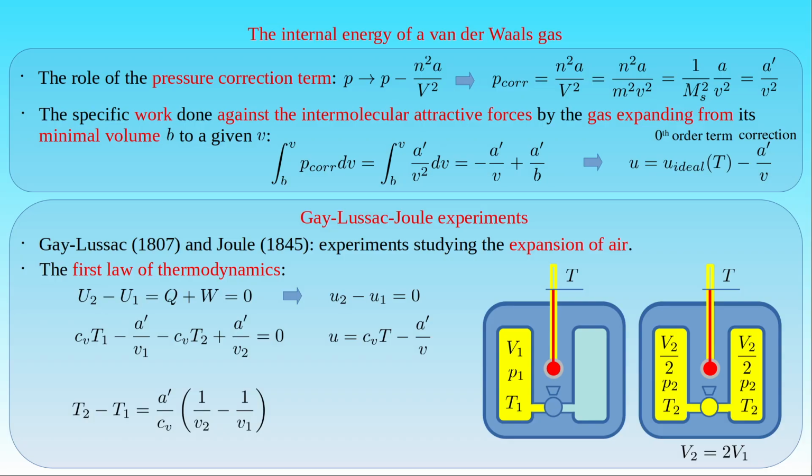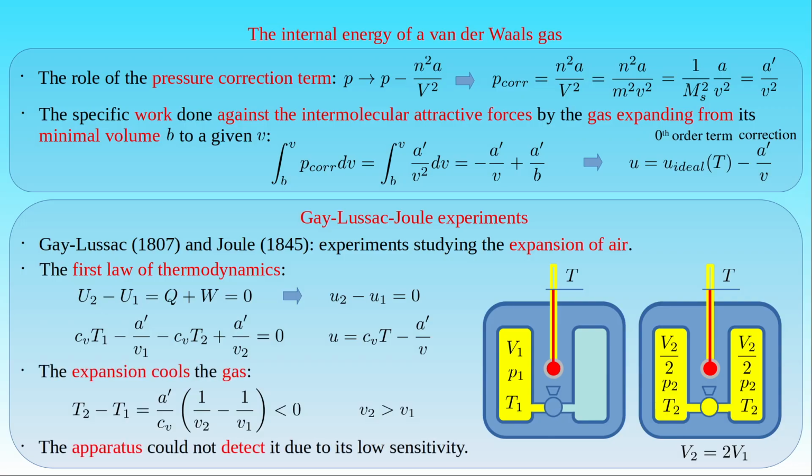Here the relationship between the volumes capital V1 and capital V2 of the gas before and after its expansion shows that its specific volume V2 is greater than its specific volume V1. As a result, the right-hand side of the equation describing the difference between the temperatures of the air before and after its expansion is negative, that is, free expansion cools the gas. However, this cooling could not be detected by the apparatus used in the Gay-Lussac experiment due to its low sensitivity. In order to overcome this difficulty in the temperature measurement, Joule and Thomson later developed a much more accurate method to examine the variation in temperature during the free expansion of real gases.